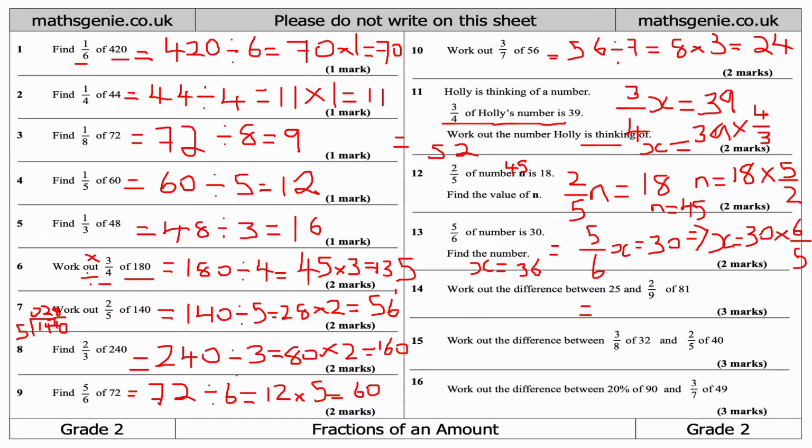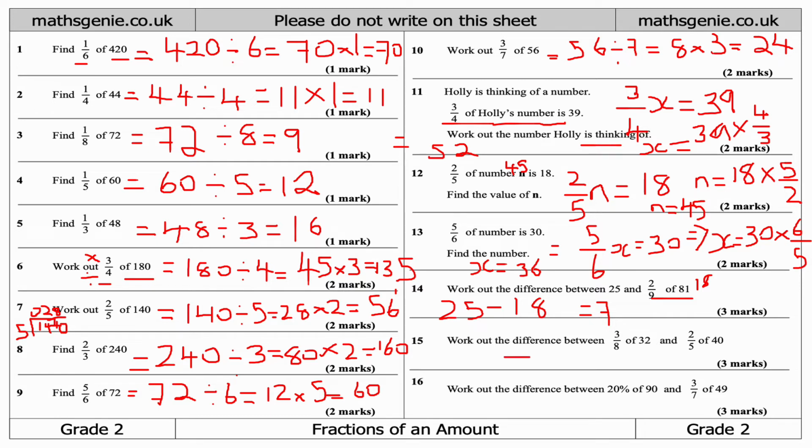Okay, question number 14. Work out the difference between 25 and 2/9 of 81. Well, 2/9 of 81, 81 divided by 9 is 9, times by 2 is going to be 18. So I'm going to have 25 take away 18, which gives me the answer of 7, guys. For that one, 2/9 of 81, you divide by the bottom, times by the top.